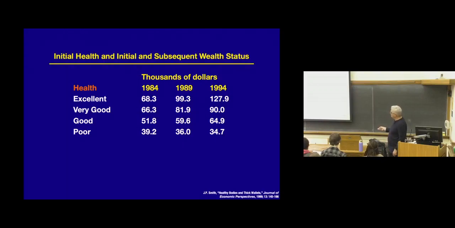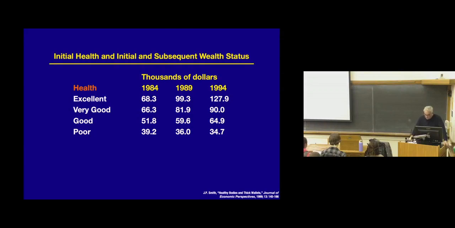And you can see, no surprise, the poor people have less. But then you look across time at what happens, and the people in excellent health double their amount of wealth, and the poor people even decline. Okay? So that suggests across time within people that health can actually cause wealth. It's not just wealth causing health.